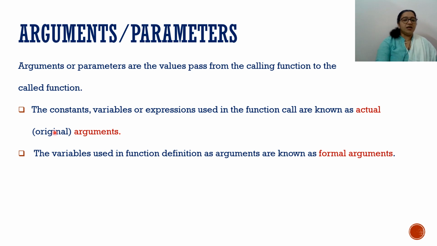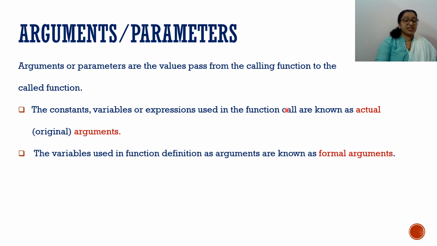Just see. The constants or variables or expressions used in the function call are known as actual arguments or actual parameters. At the calling time, we are passing the values. Directly we can pass the values 10 or 20, or variables x or y, or an expression like x plus y. So these are the actual ones. So we can call them actual parameters or actual arguments.